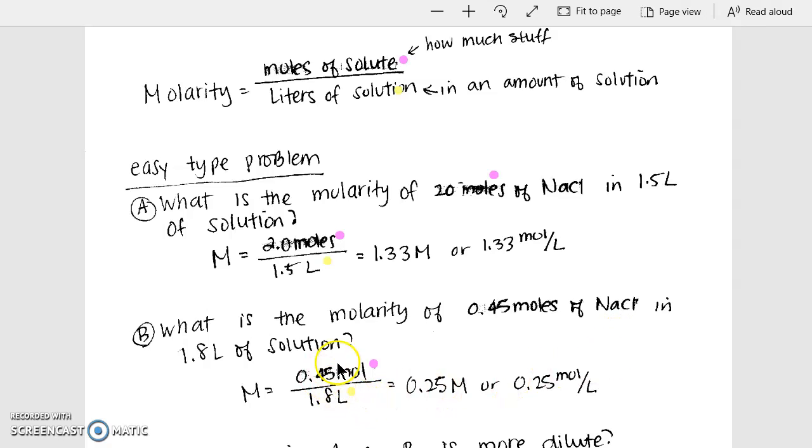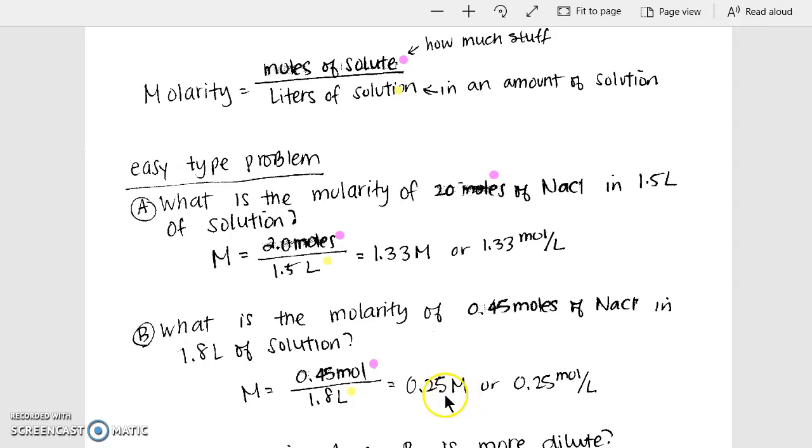Here's another example. Problem B. What is the molarity of 0.45 moles of sodium chloride in 1.8 liters of solution? Again, there's my moles, that goes on the top of our formula. There's my liters of solution, that goes on the bottom. So 0.45 divided by 1.8 gives us 0.25 molar. That means there's 0.25 moles of sodium chloride dissolved in every liter of solution.